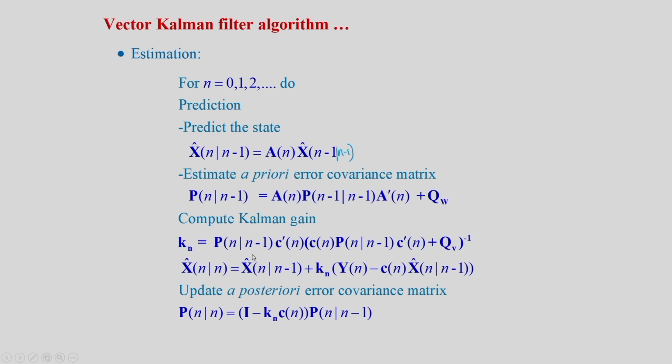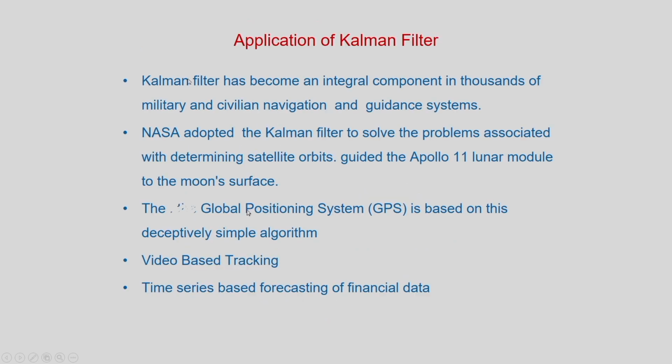Now, after this we have to update the a posteriori error covariance matrix, that is given by P of n given n equal to I minus Kn into Cn into P of n given n minus 1. This is the a priori error covariance matrix, and this is pre-multiplied by this factor to get the estimation error covariance matrix or a posteriori error covariance matrix. So, this is the Kalman filter algorithm. It is a simple algorithm, but it is widely used.